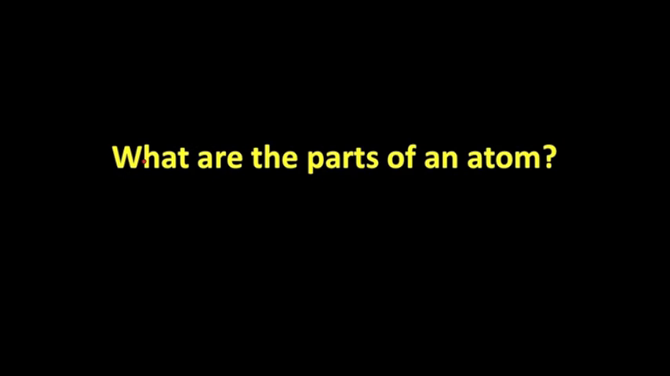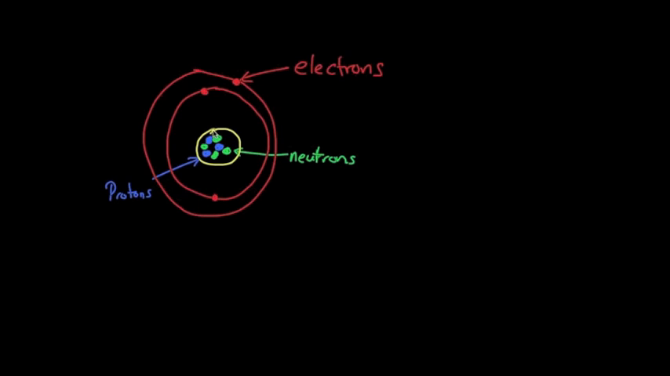In the past, we've learned that all matter is made up of atoms and molecules. So the question begs to be asked, what are atoms made up of? Atoms have three smaller parts: protons and neutrons in the nucleus, and electrons that fly around the nucleus in what we call orbits, or the electron cloud.